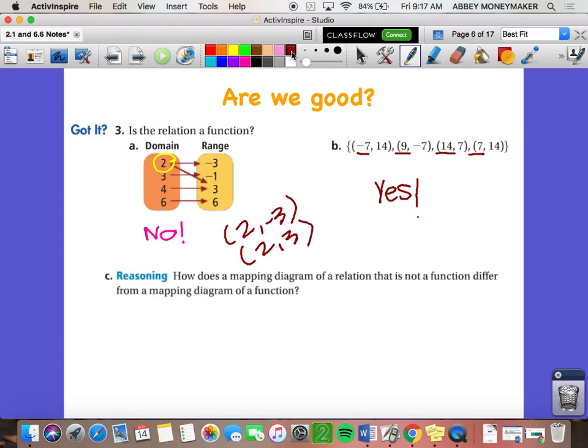So on C, it says, how does a mapping diagram of a relation that is not a function differ from a mapping diagram of a function? And what I can see is if you have multiple arrows coming from a domain value, just like on A here. We had multiple arrows coming from that 2, so that's how we know that this is not a function. You could have written something in your own words very similarly, and it would have been just fine.